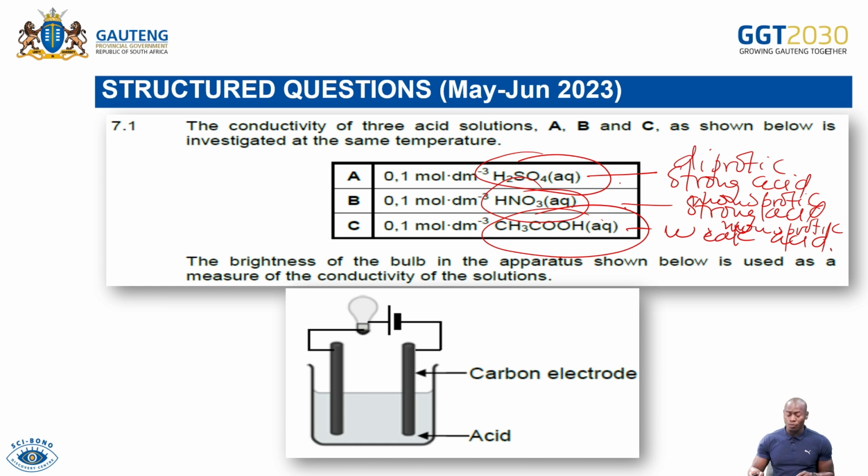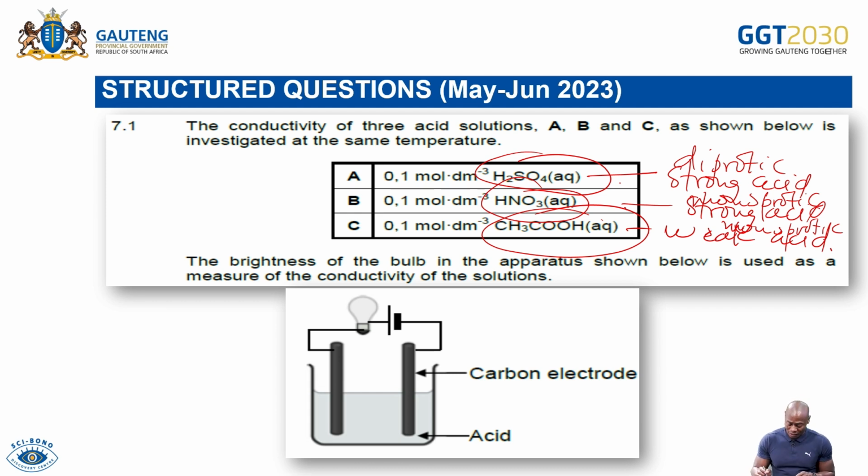But now you are having a strong diprotic acid and a strong monoprotic acid. When you look at those two, the diprotic will have a high concentration of hydronium ions, right? And a monoprotic will have a low concentration of hydronium ions compared to a diprotic strong acid. But a weak acid ionizes incompletely in water to produce a low concentration of hydronium ions.